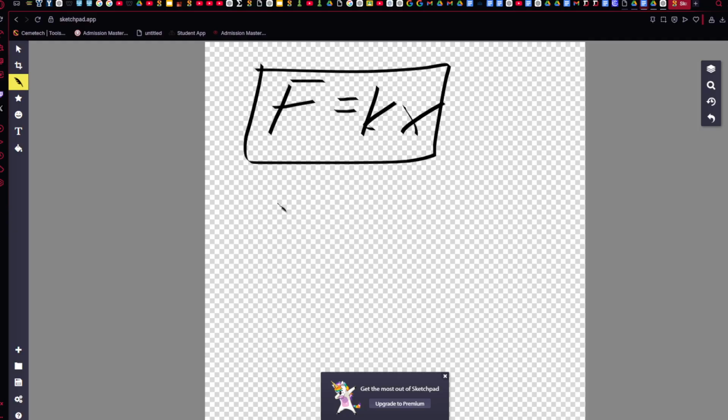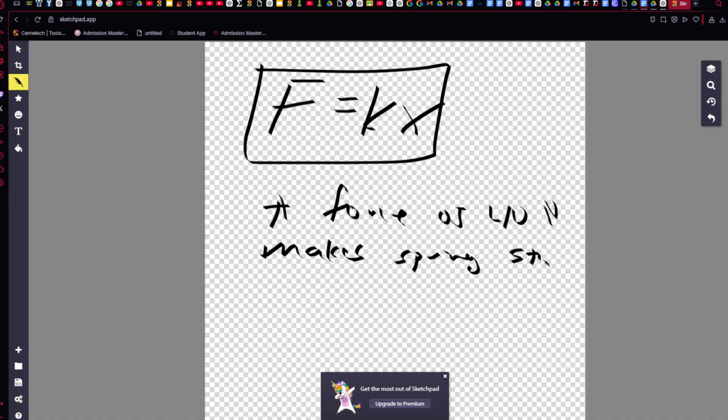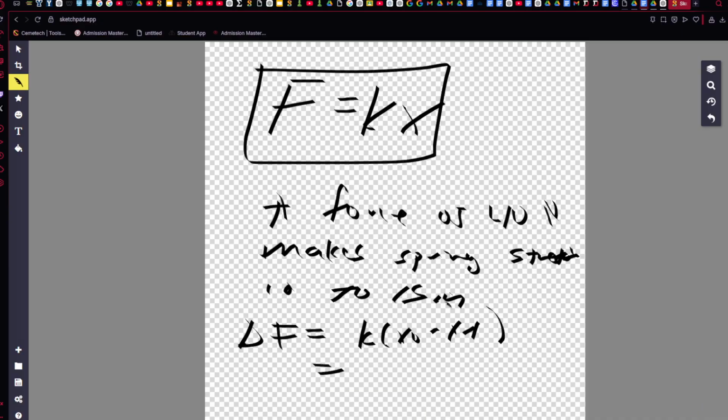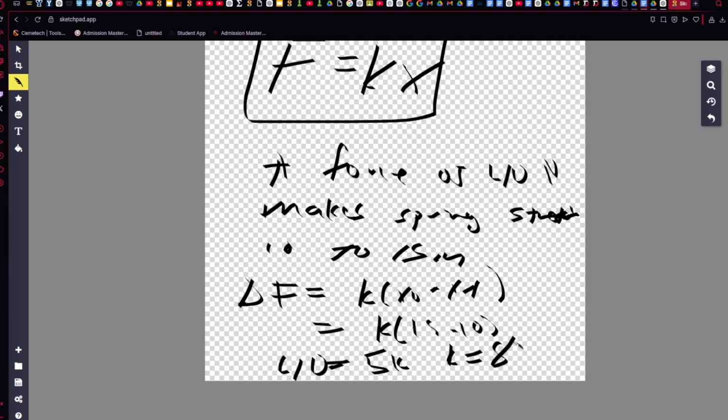So that means if F equals kx, and we're told that a force of 40 newtons makes the spring stretch from 10 to 15 meters, then yeah. Since this is linear, we can also rewrite the delta F as k times xf minus x0, which is k times 15 minus 10, which is 5k, equal to the change in force. We said that there was an applied force of 40, so k is equal to 8. So that would be the spring constant.